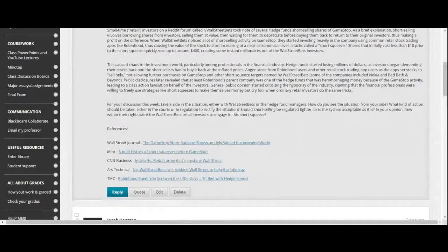General public opinion started criticizing the hypocrisy of the industry, claiming that the financial professionals were willing to freely use strategies like short squeezes to make themselves money, but cry foul when ordinary retail investors do the same tricks.